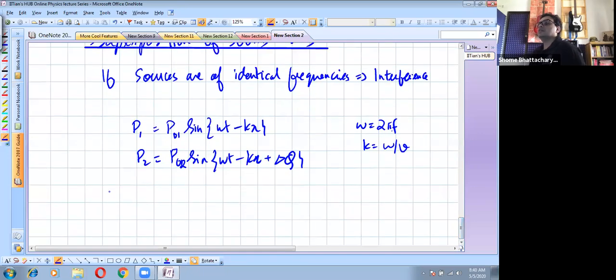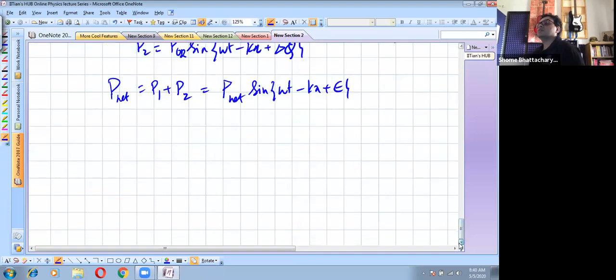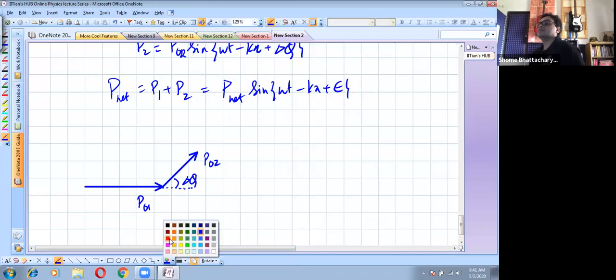then your resultant pressure variation is P1 plus P2. That becomes some net amplitude into sine omega t minus kx plus some net phase constant, where once again, for that net amplitude, the best way to understand it is by phasor diagram. So these are the individual amplitudes, and they are drawn as phasors with these different delta phi. And this becomes the net amplitude.